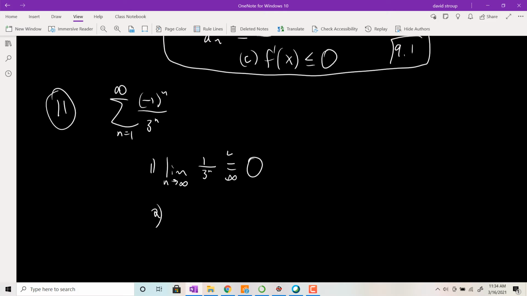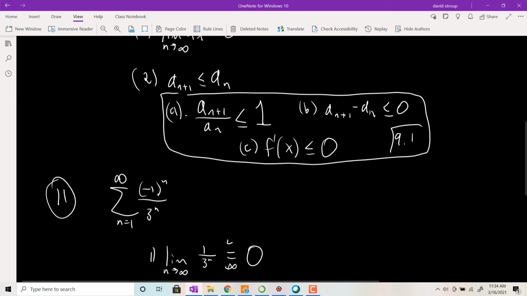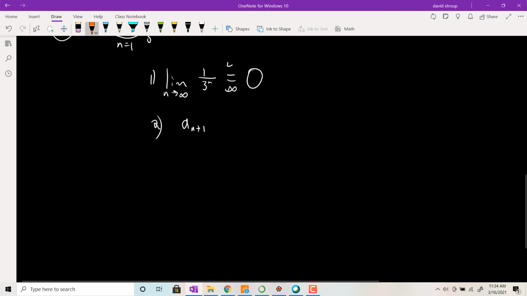Secondly, then, you need to show that a sub n plus 1 over a sub n is less than or equal to 1. The way I like to do it is usually using that first method. You'll see different methods in the book, but this is my go-to method. So anyways, a sub n plus 1 over a sub n.